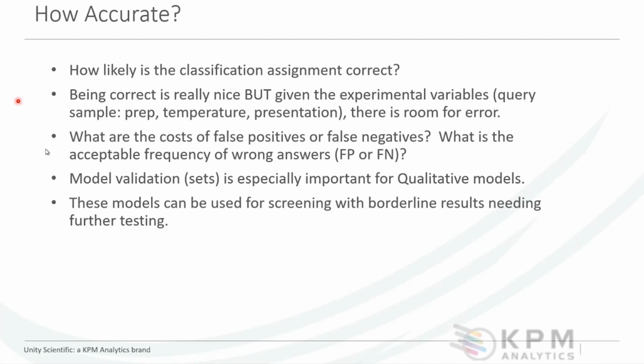When you are setting up a qualitative system, one of the things you need to think about is, what are the costs of a false positive or a false negative? So if you are getting an improper classification, what are the consequences of erring in one direction or erring in the other direction? This is a consideration that you might want to take into account when you are setting your limits. So validation sets are especially important for qualitative models. You really want to make sure that you've got independent validations for your qualitative models.